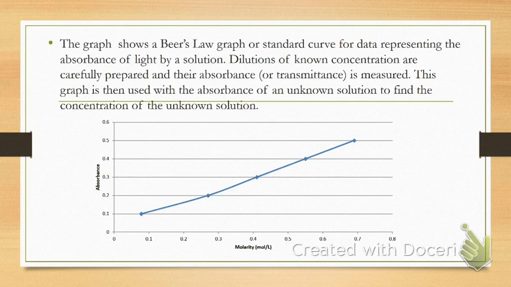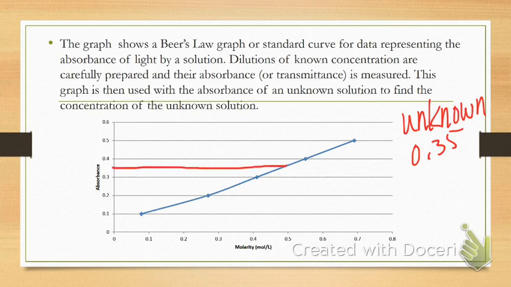And so in this case, if I were to look at this curve, I would say, okay, my unknown had an absorbance of, let's say, 0.35. So the way I would use this is I would find 0.35, and I would draw a line over, and then I would draw a line down, and I would see that the concentration of my unknown is 0.5, well, molar. They only have one decimal. So that's how you use a calibration curve.